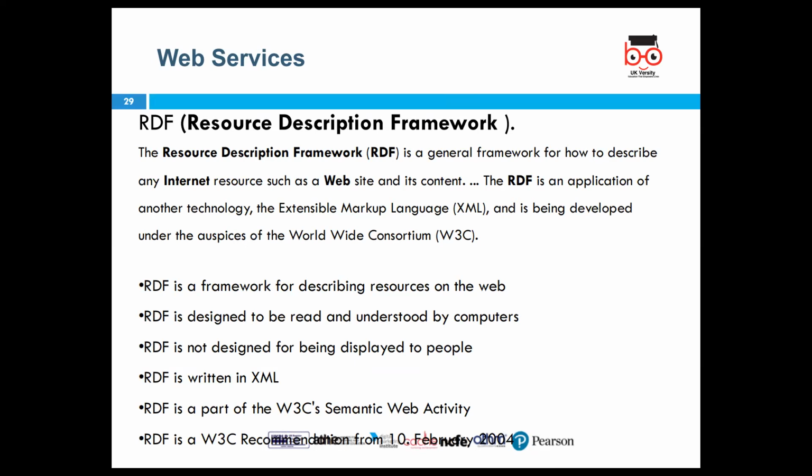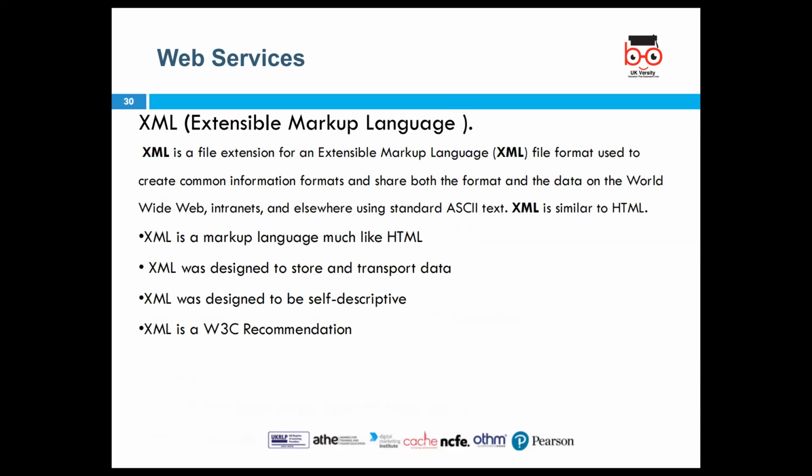The Resource Description Framework is a general framework for describing any internet resource, such as a website and its content. So RDF is basically a framework for describing resources on the web. XML is a file extension for extensible markup language. So XML is a markup language, basically like HTML.